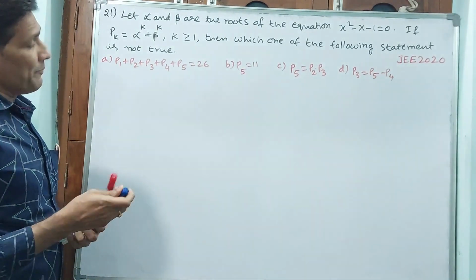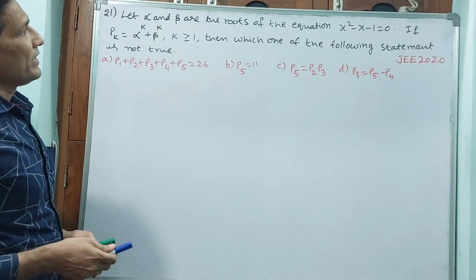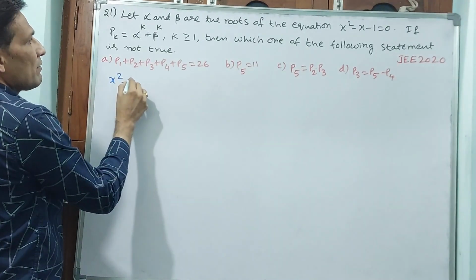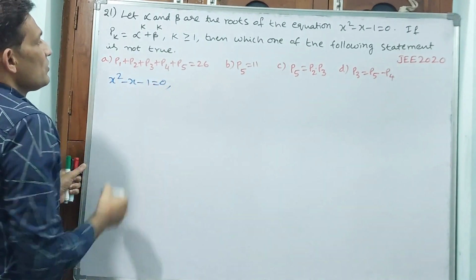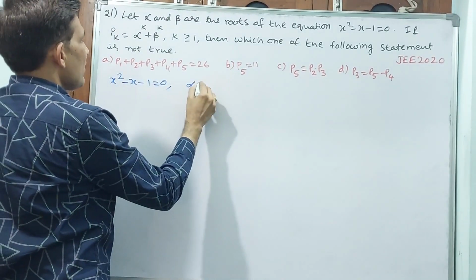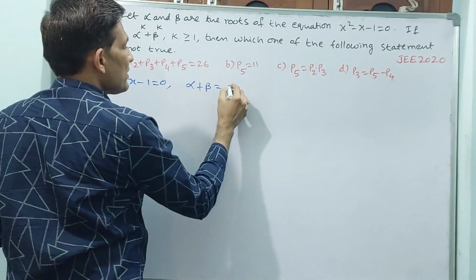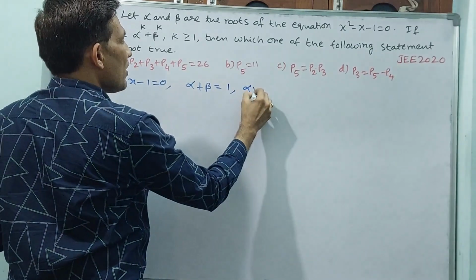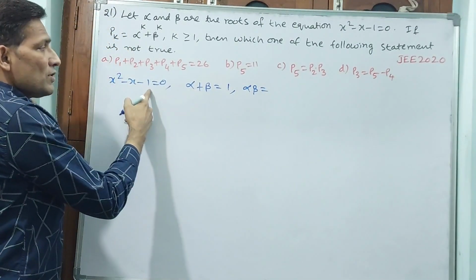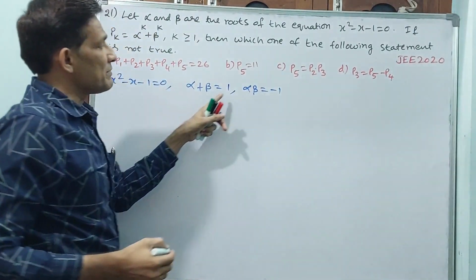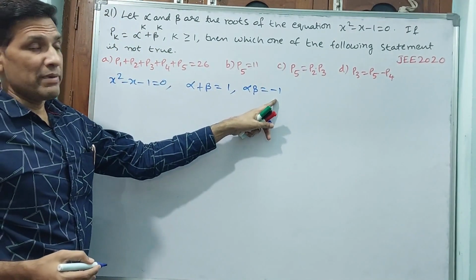Okay, now let us proceed. See, first I am writing the equation. You see, x square minus x minus 1 equal to 0. Then alpha plus beta is equal to minus b by a, minus of minus 1 by 1, that means 1. Alpha into beta is equal to c by a, minus 1 by 1, that means minus 1. Here, see, alpha plus beta is 1, alpha into beta is equal to minus 1.